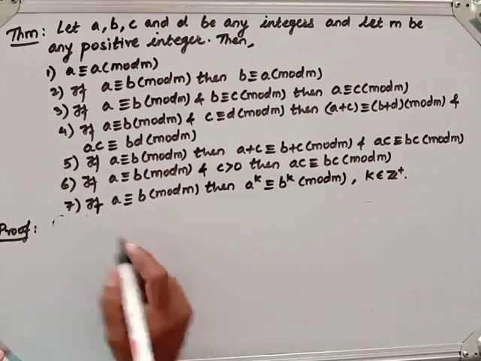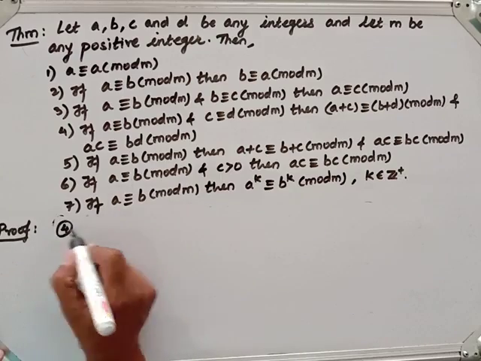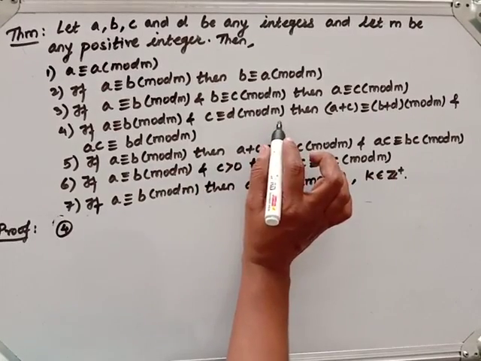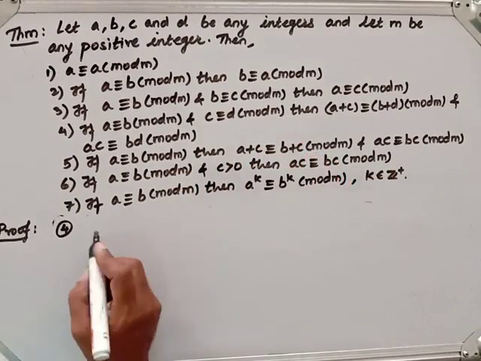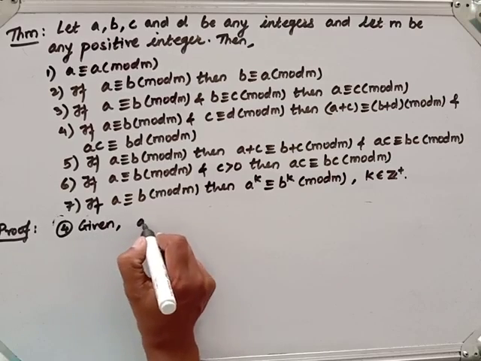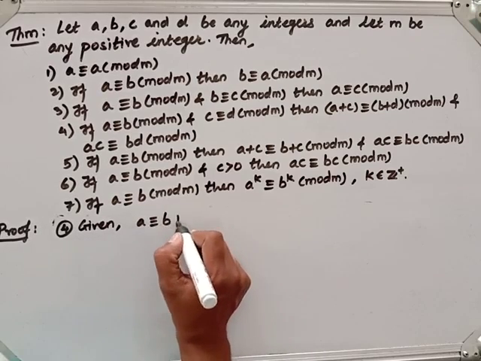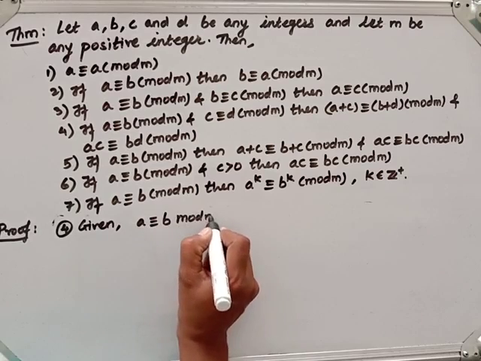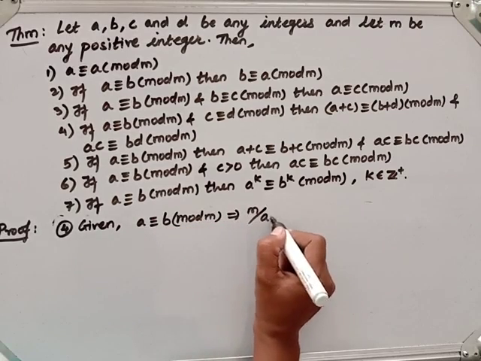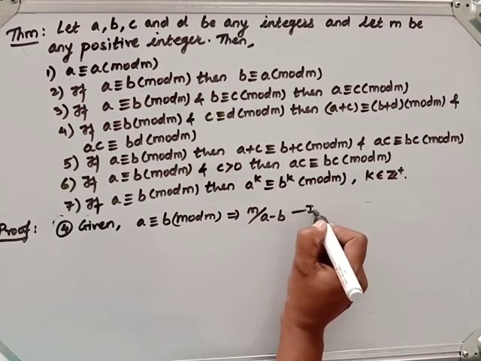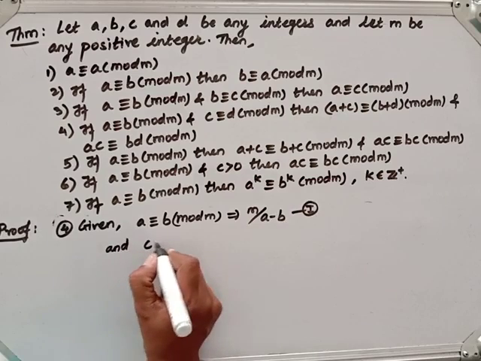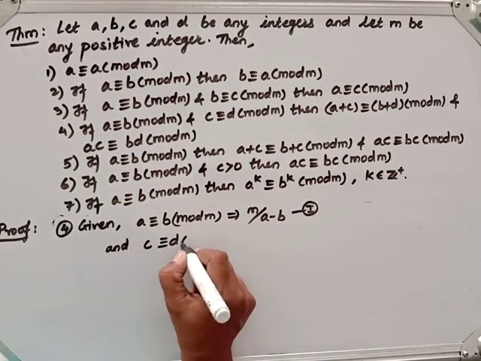Now in the fourth part, A is congruent to B modulo M and C is congruent to D modulo M. So given A is congruent to B modulo M, this gives M divides A minus B. Call it equation number 1. And C is congruent to D modulo M.